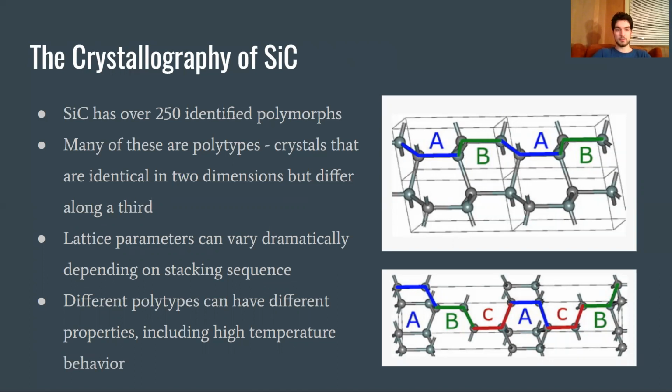A subset of these polymorphs are called polytypes, and those are instances where the crystal structure is identical in two directions, but differs in the third direction. That's because of different ways the atomic planes stack on top of each other. These different stacking sequences can lead to wide variations in the lattice parameters of the polytype unit cells. In addition, the polytypes that make up a given silicon carbide specimen can affect its properties. Most significantly it's electronic properties, but there's also evidence that it can affect high temperature properties such as thermomechanical responses or maybe oxidation behavior.